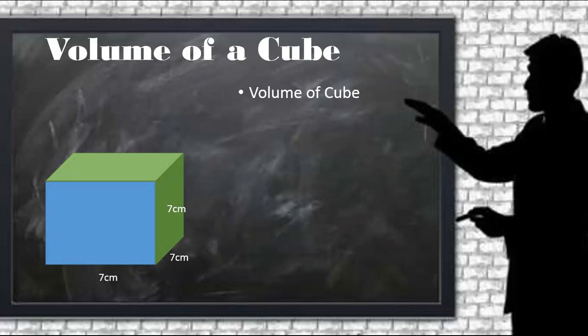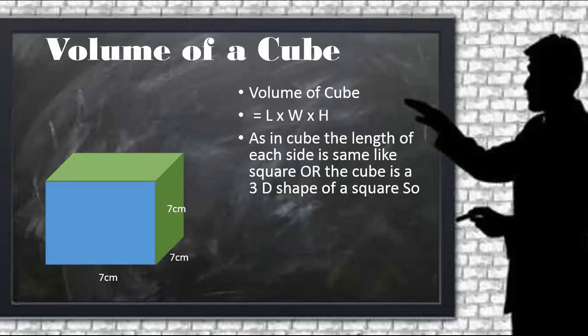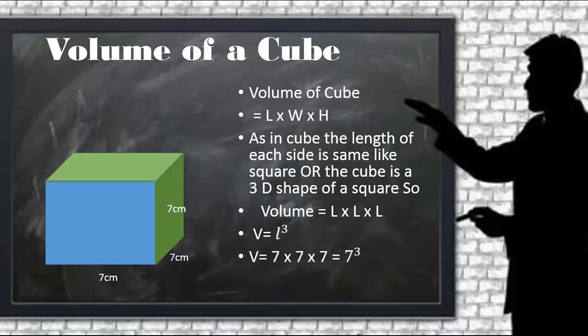Students, as a cube is a 3D shape of a square, all the sides, length, width, and height, are exactly equal. Like in the case of one face of a square, we already have equal length and width. So the volume of a cube is length multiplied by length multiplied by length. Why? Because the width and height are exactly equal to the length. So in this case, the volume is 7 times 7 times 7, and 7 cubed is 343 centimeter cube.